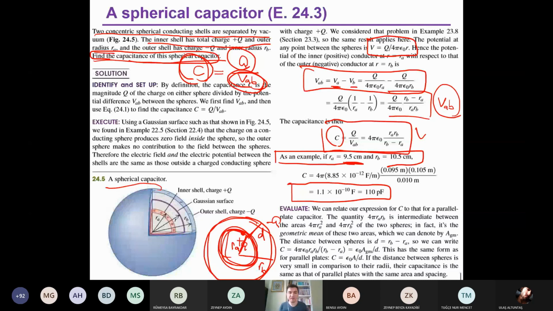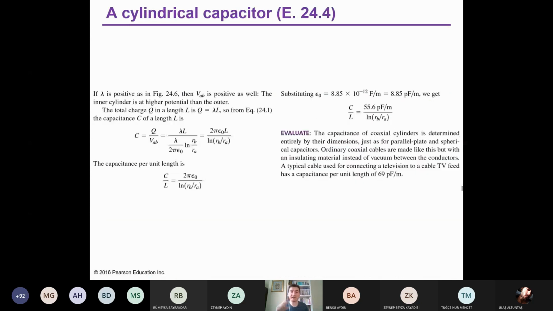Please carefully repeat the electric potential part. If you understand the electric potential part, it will be very helpful here also within the capacitors, because you have to use potential difference in the formula of the capacitance of a capacitor. Okay, let me finish these examples with this cylindrical capacitor.